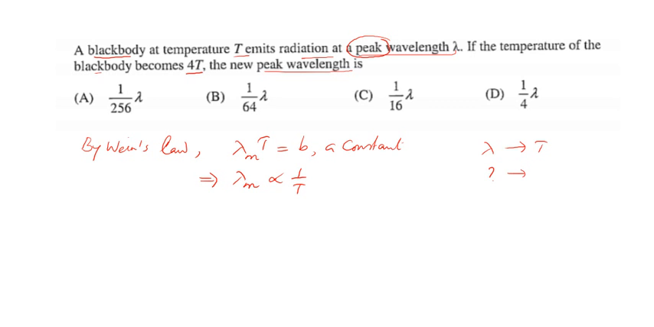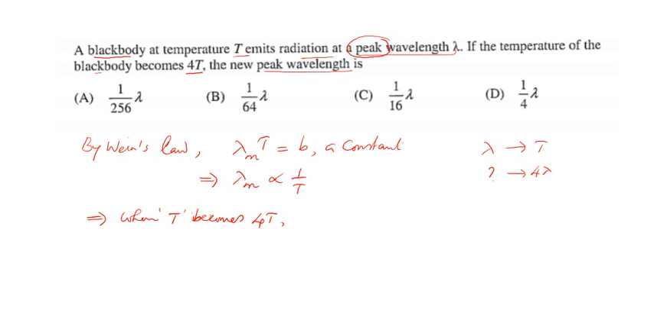So you can see from this relationship, lambda m proportional to 1 by T, that if lambda is doubled, the other one will be getting halved, and vice versa, because of the inverse relationship. So I can say that when temperature T becomes 4T, what should be the new peak value of lambda?